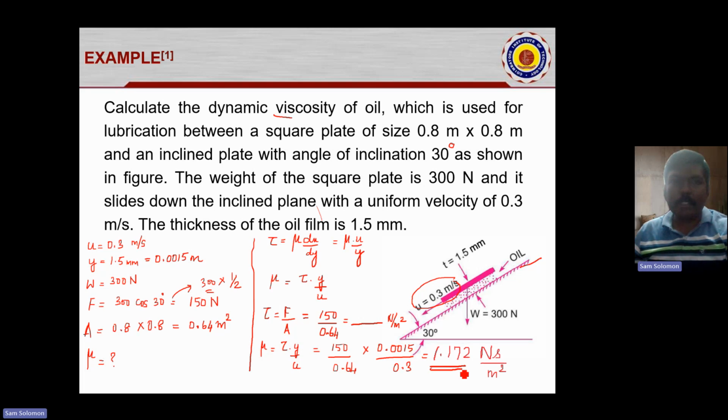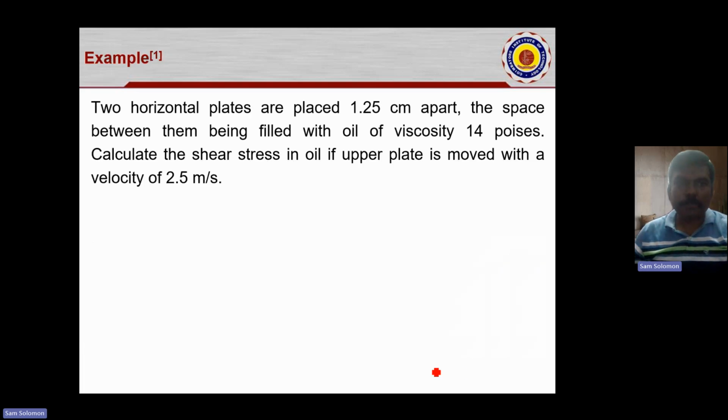Okay. So let's move on to the next problem. Here they have said there are two horizontal plates which are placed 1.25 centimeter apart. The space between them is filled with oil of viscosity 14 poises. Calculate the shear stress in oil if the upper plate is moved with a velocity of 2.5 meter per second.